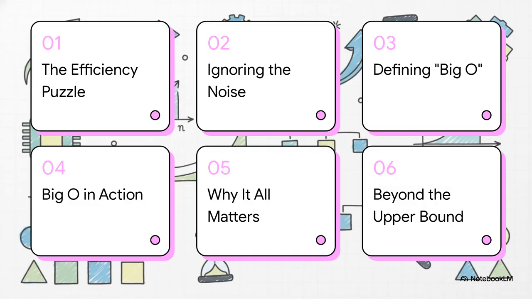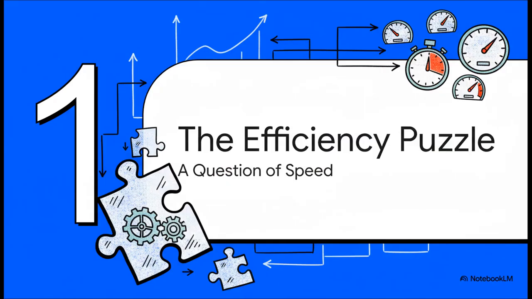All right, here's the game plan. We'll kick things off with the efficiency puzzle itself. Then we'll figure out how to kind of ignore all the background noise so we can really define what Big O is. After that, we'll see it in action, talk about why it's so important, and then at the end, we'll take a quick look beyond just the upper bound to get the full picture. Okay, let's dive right in.